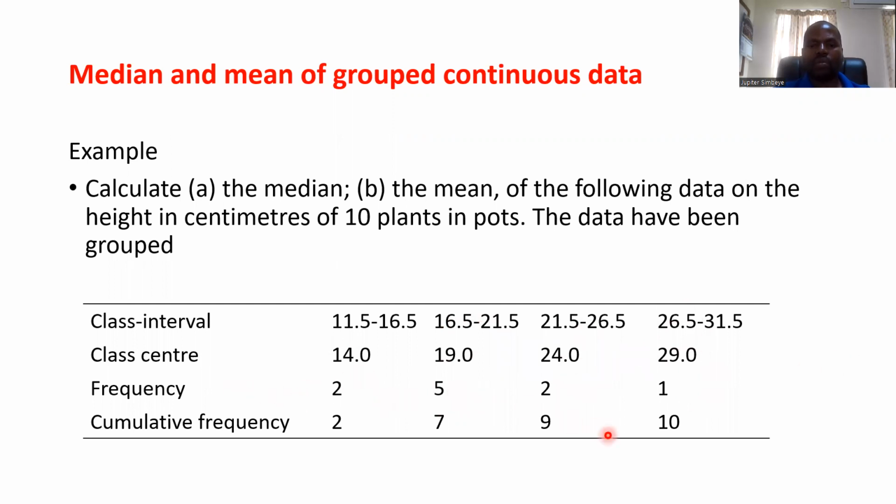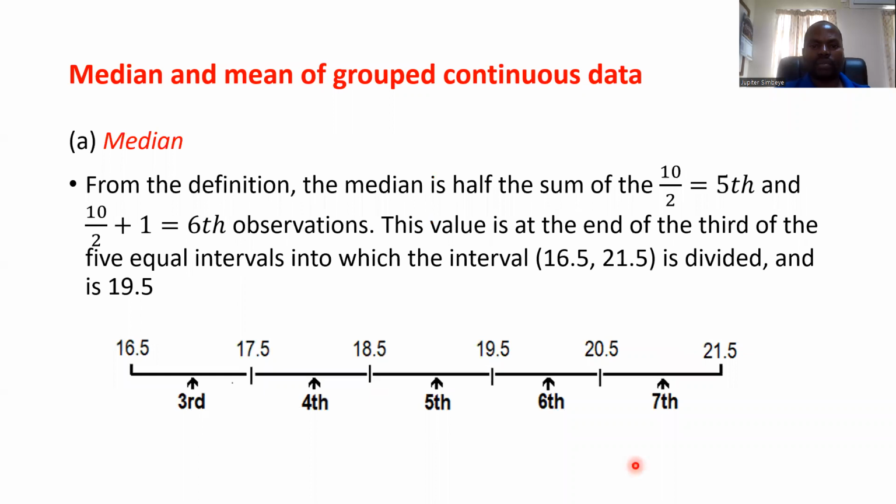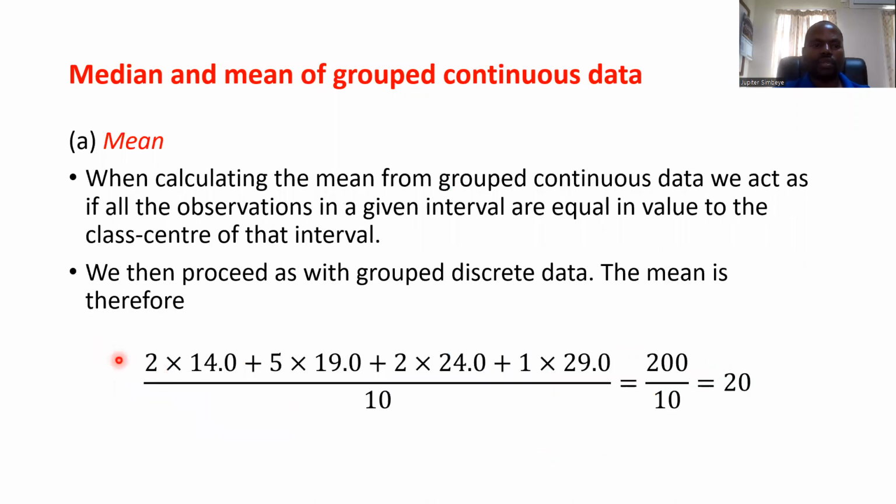So that total is what we divide by 10. This is what we are doing here: 2 times 4 plus 5 times 19 plus 2 times 24 plus 1 times 29. So this is 200 up there, divided by 10 is 20. So our mean is 20. Our median is 19.5, quite close to each other.